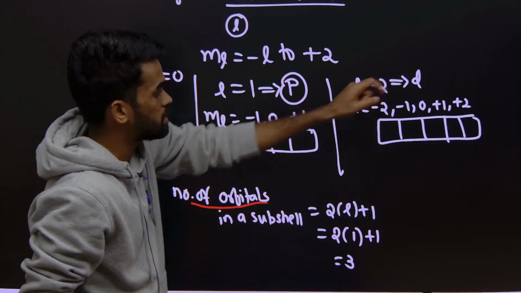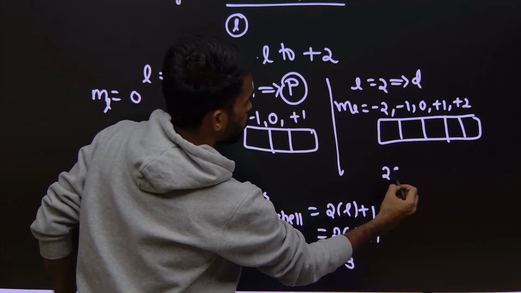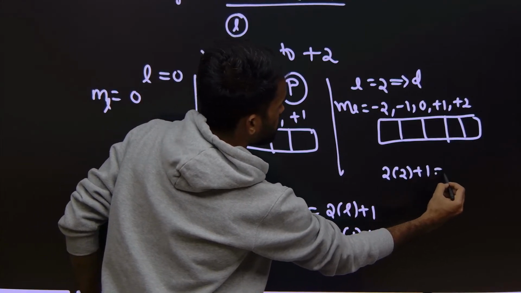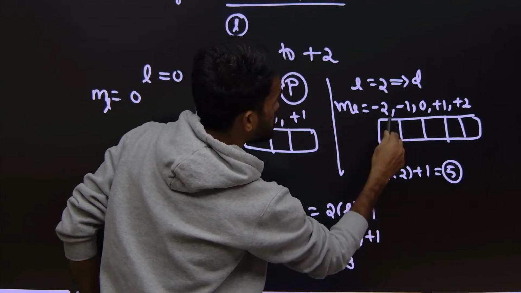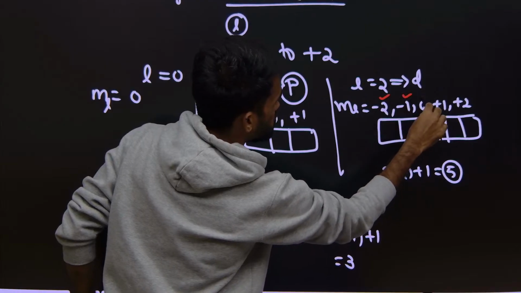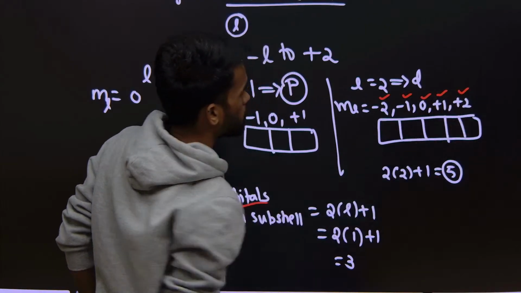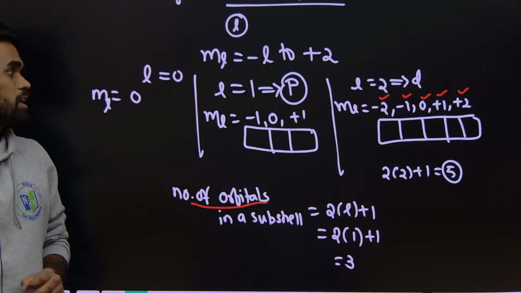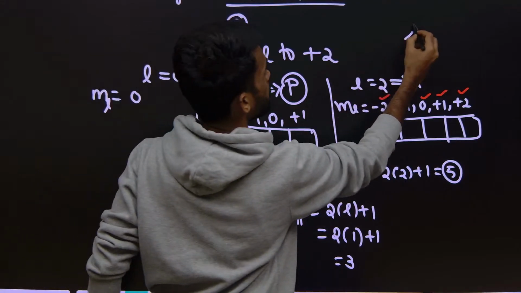Similarly, the number of orbitals in a subshell having L equal to 2. L equal to 2 means D, na. So you can say 2 into 2 is 4, plus 1, so there are 5 orbitals. What are those 5 orbitals? Minus 2, minus 1, 0, plus 1, plus 2. Hope this is clear.